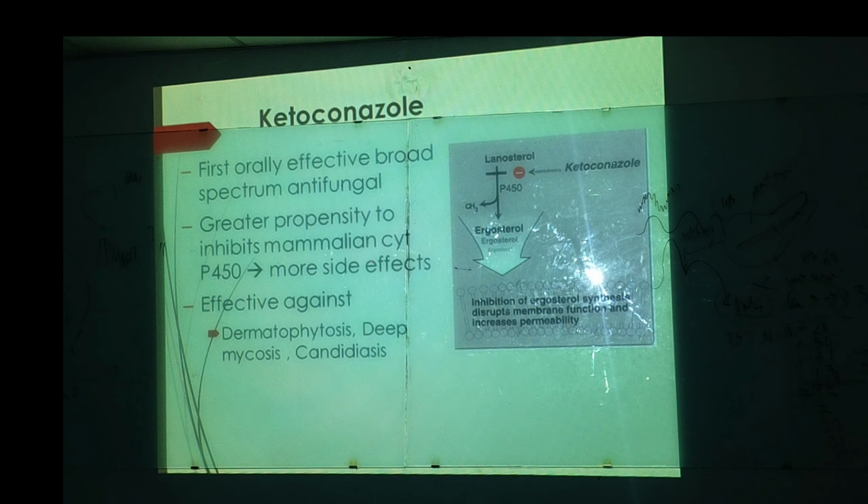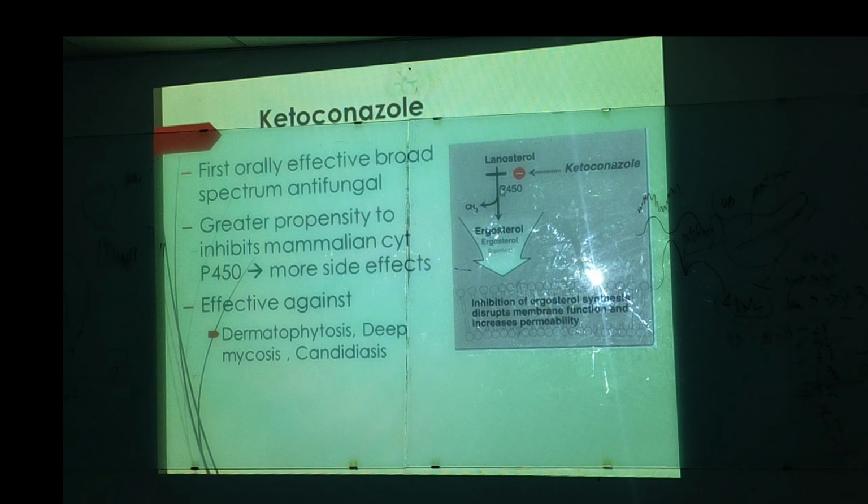So if it will inhibit your enzyme, your P450, what will happen? Drugs that are being metabolized by this enzyme will not be metabolized. So there will be accumulation of this drug.